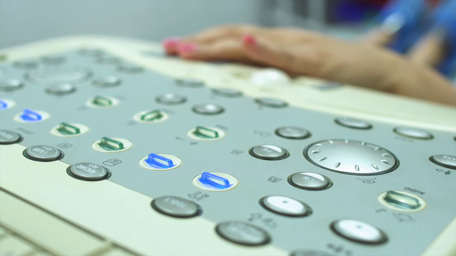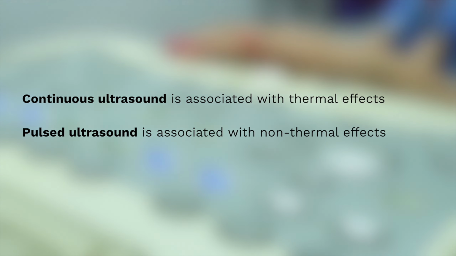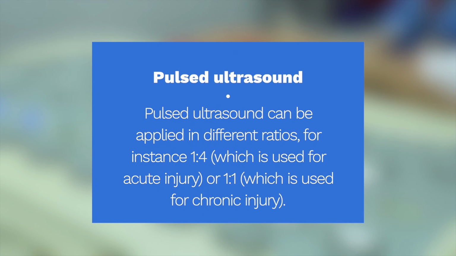Lower frequencies are used for deep tissue penetration, while higher frequencies are used for superficial structures. Ultrasound can be applied continuously or in pulses. Continuous ultrasound is associated with thermal effects, which we discussed in the lecture on therapeutic heating, while pulsed ultrasound is associated with non-thermal effects because it allows for heat to dissipate in the tissues. The short bursts of pulsed ultrasound can be in different ratios. For instance, 1:4, which is used for acute injury, or 1:1, which is used for chronic injury.